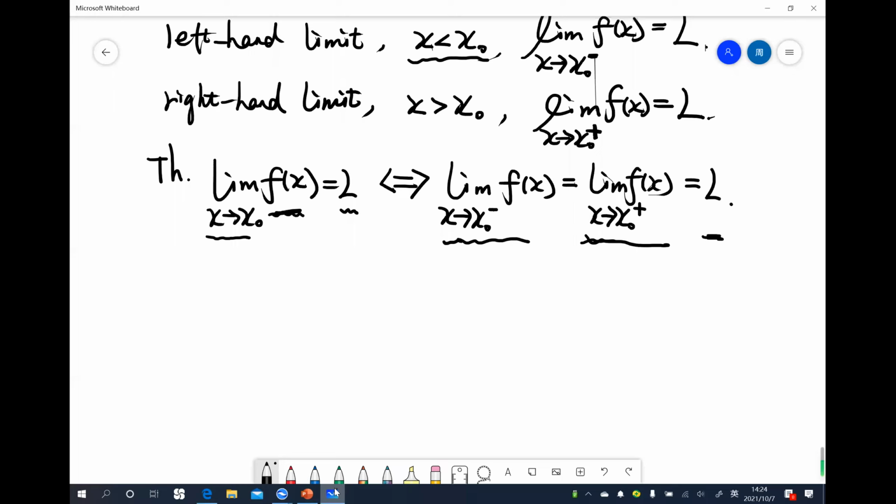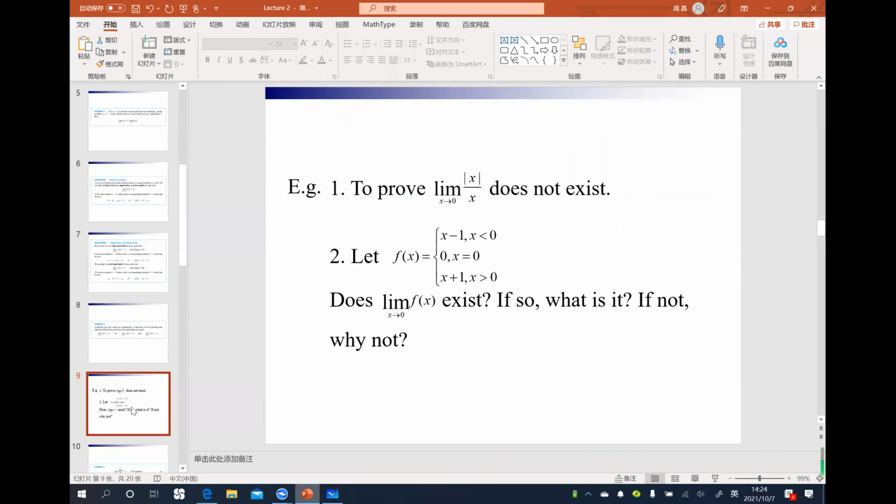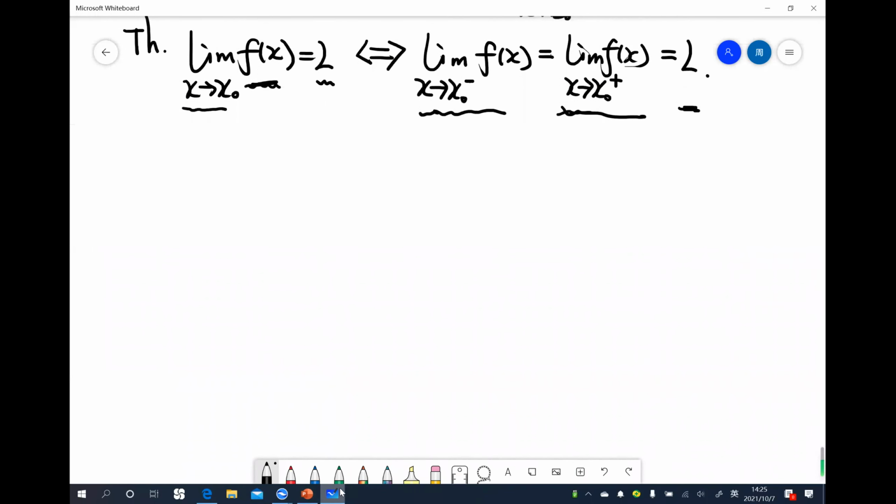For example, see the first one: prove the limit does not exist. So this is the first example, and I will show you how to check it, how to prove it. So here, first, listen. The limit as x approaches 0 of the absolute value of x over x.